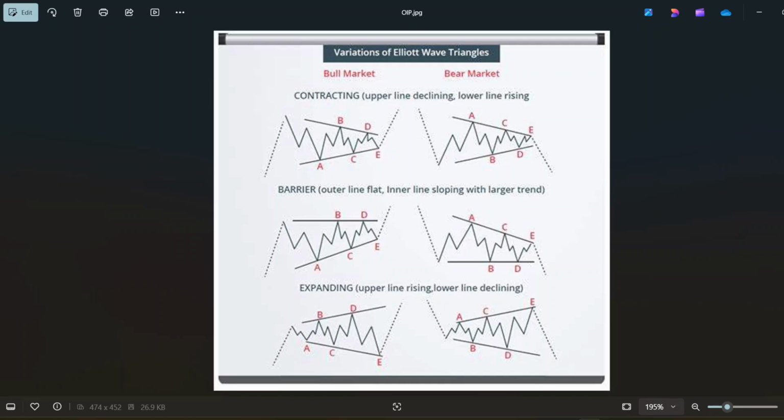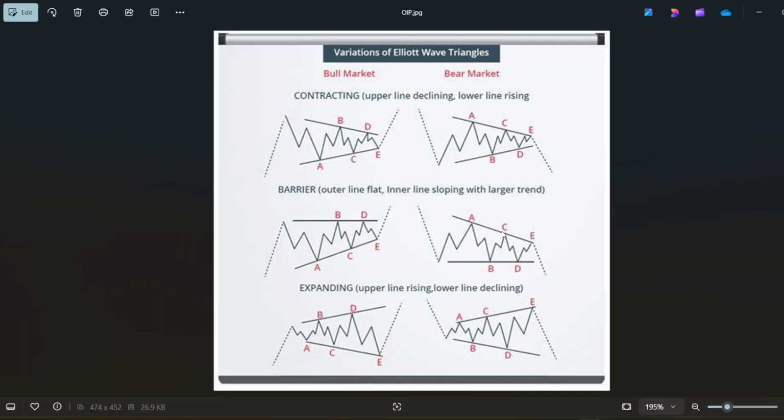Okay, spotting Elliott Wave triangle patterns requires a keen eye, and practice is key. The first thing to look for is that the price action will start to tighten. The market will enter a phase where the highs and lows begin to converge, and the swings become smaller and smaller. This tells you that the market is losing momentum and preparing for a breakout.